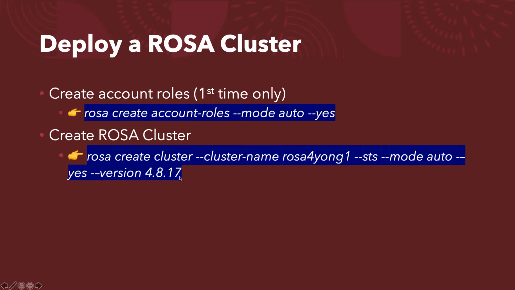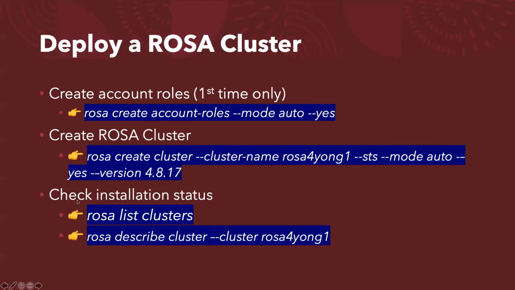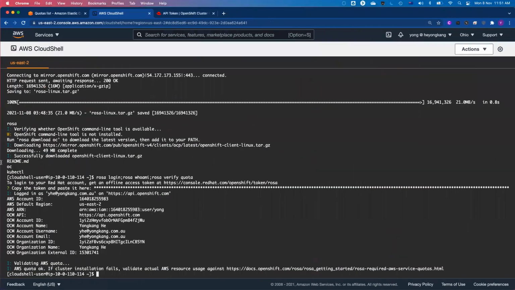And I want to specify a particular version. I don't want to go to the latest 4.9, because then you end it, but you don't have the chance to see how the upgrade works. So I choose the most recent stable version, 4.8.17. Once you kick off the job, you can verify the installation status by running ROSA list clusters, or to check the details, you can run ROSA describe cluster followed by the cluster name. So now let me come back to the console again.